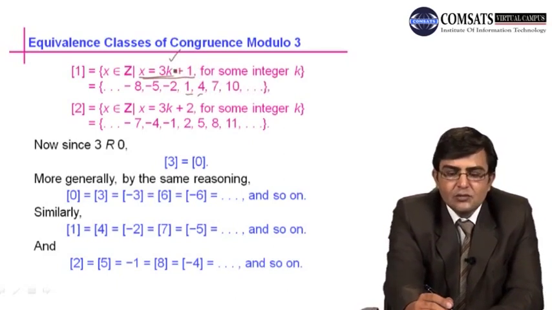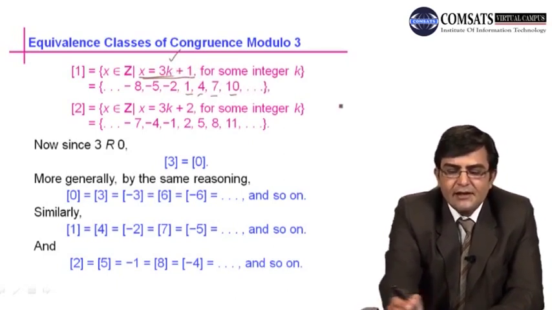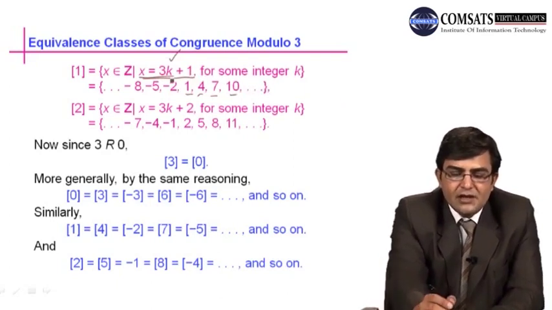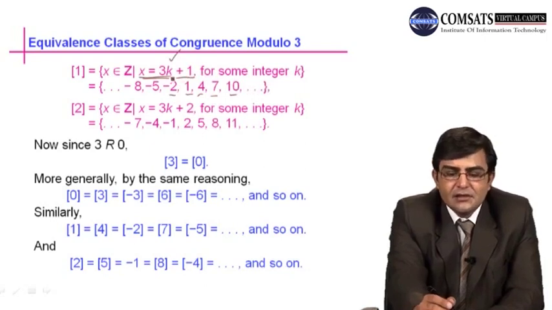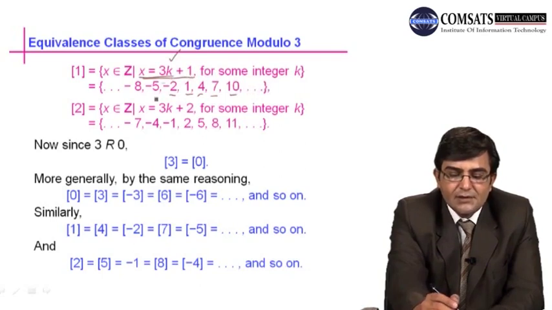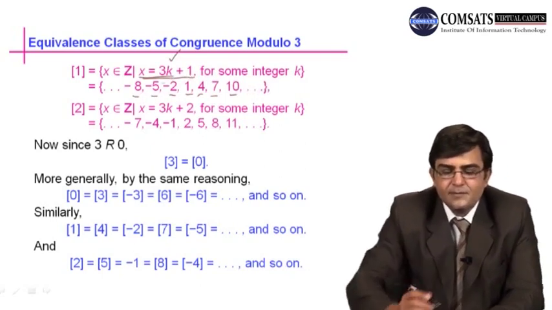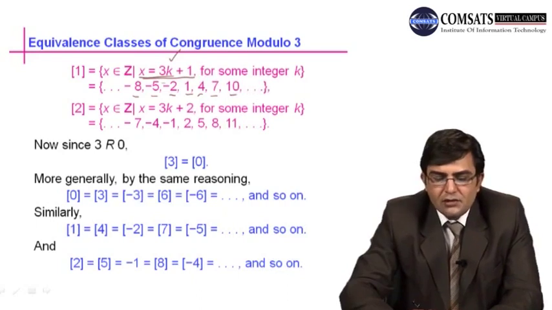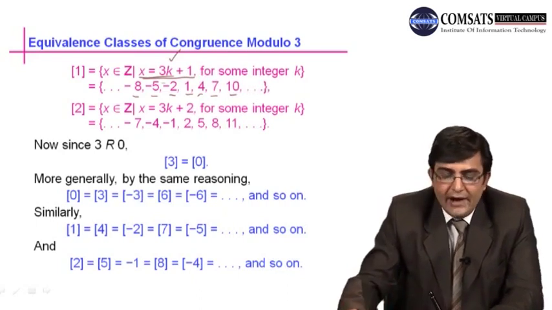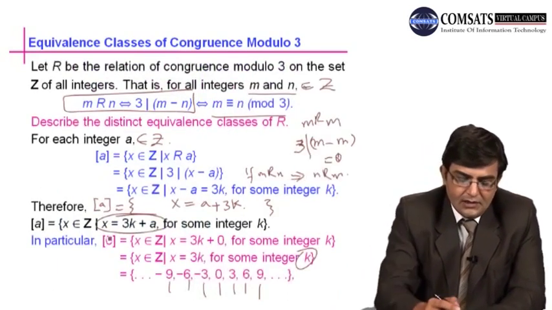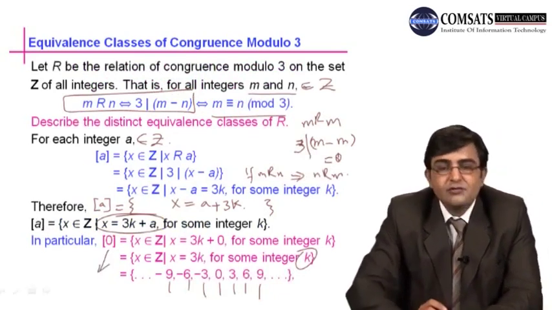If we choose k equal to 2, then this is 3 times 2 plus 1, which is 7, and then 10 and so on. If we choose k equal to minus 1, we get minus 3 plus 1, which is minus 2. If we choose k equal to minus 2, then we get minus 6 plus 1, which is minus 5, and then this.